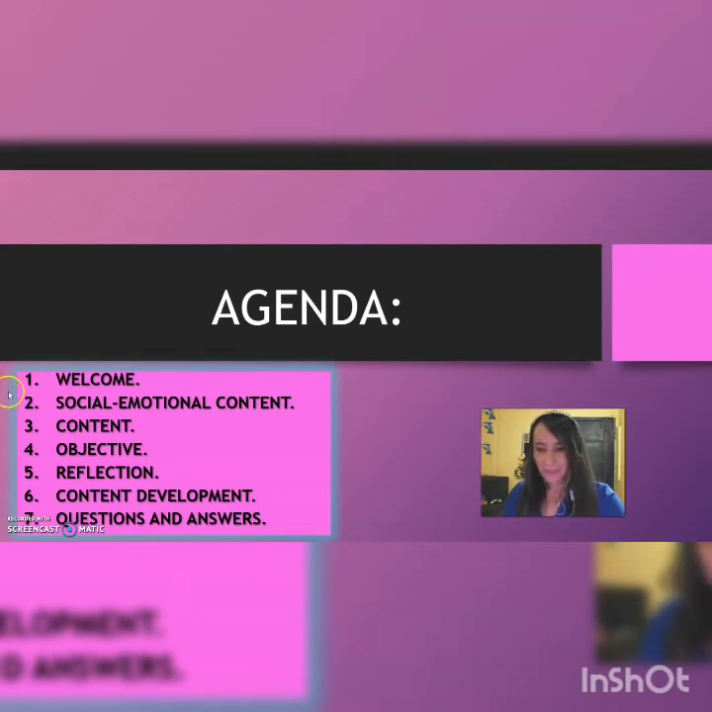Agenda. Number 1, welcome. 2, social emotional content. For this point, we are going to listen to an audio related with reading pads. Why? Because remember that it is very important that you practice reading skill. That is what you have to do. Number 3, content. Then we have number 4, objective. 5, reflection. Number 6, content development. And at last, we have questions and answers.